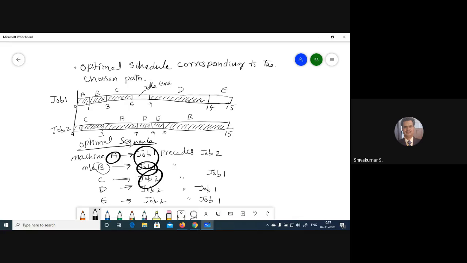Similarly for machine D, it takes after 9 hours, because of the 3 hours idle.